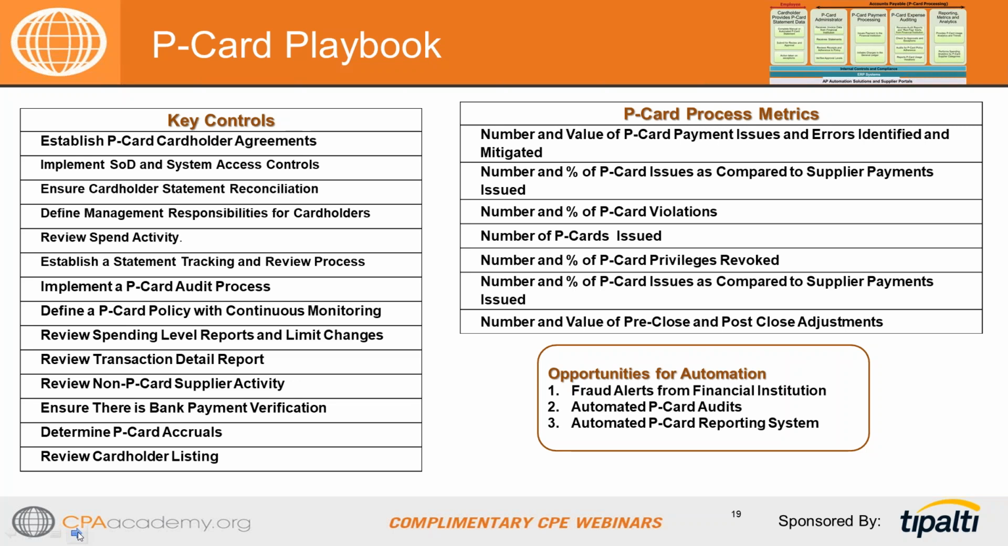The opportunities for automation: making sure you're using the information from the bank, from the financial institution. They usually send you fraud alerts that would highlight anyone that's misusing the card. Automated P-card audits are something you can implement, getting the data from the bank and running it into self-assessment tools. An automated P-card reporting system is a good one as well. And your financial institution or the issuer of the P-card can help out a lot with those.